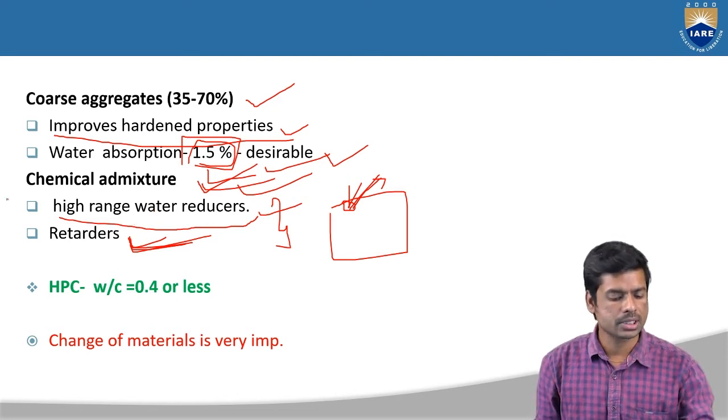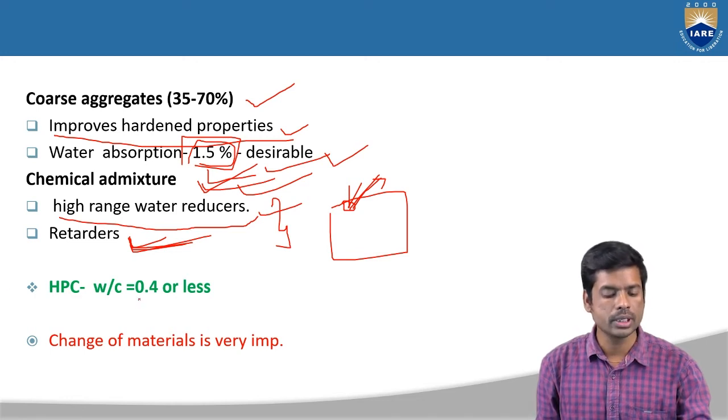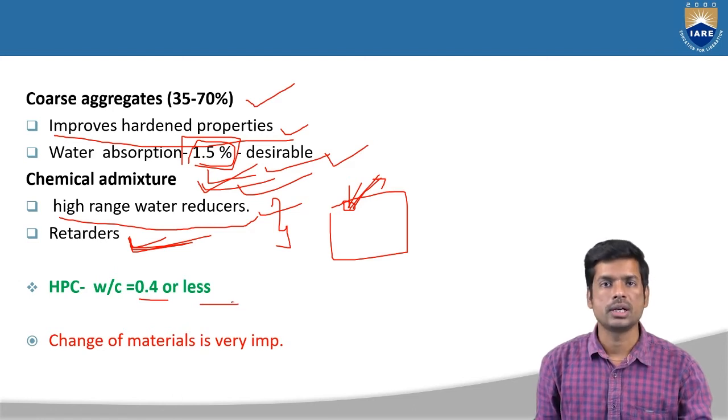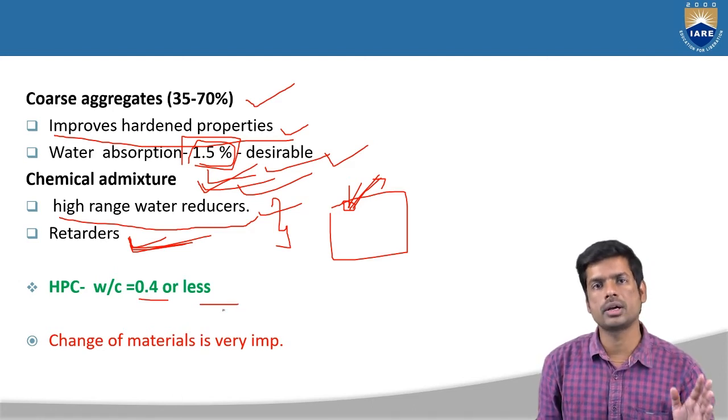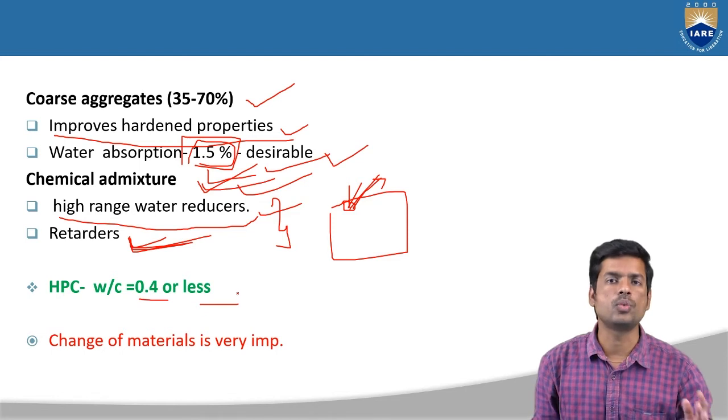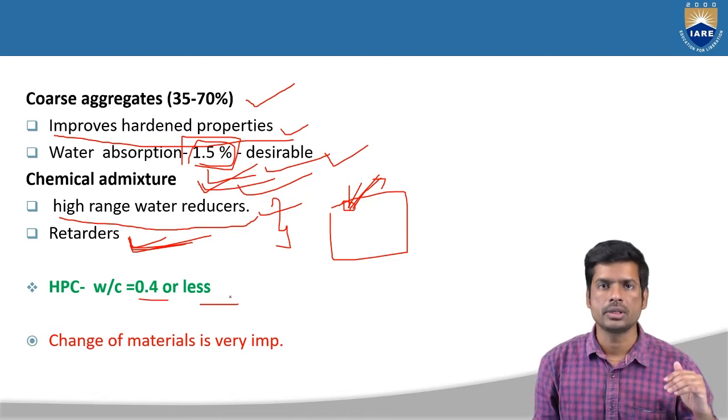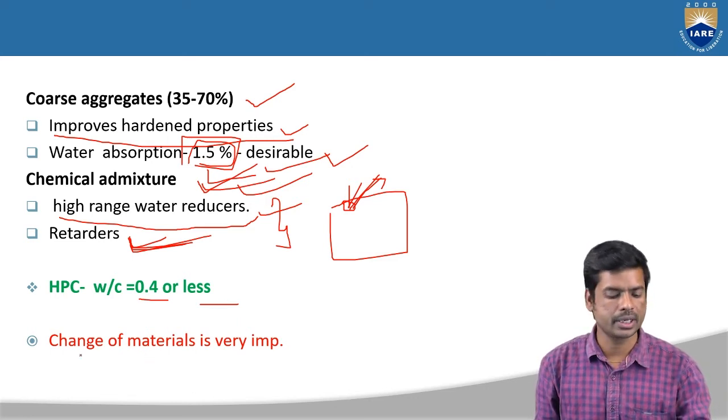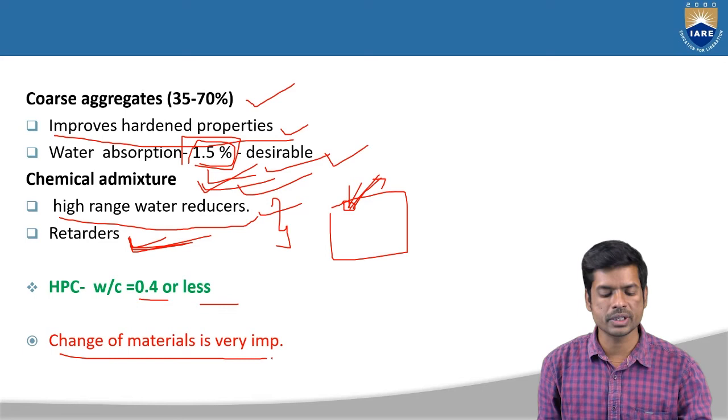Okay, and next, in high performance concrete, the water cement ratio is around 0.4 or less. We are going to use less than 0.4 or at least 0.4 water cement ratio. So because of this, the performance of the concrete will be improved indirectly. And next, change of materials is very, very important.